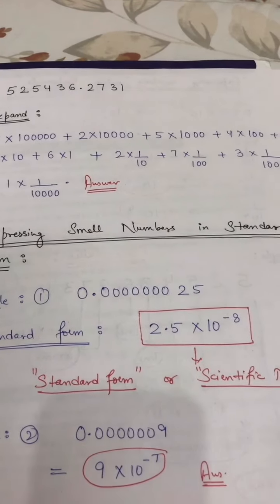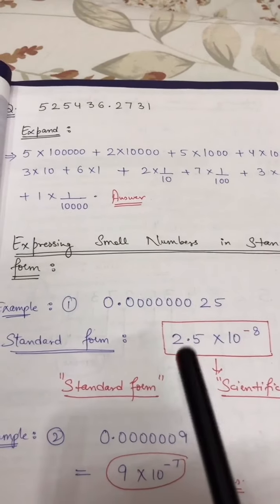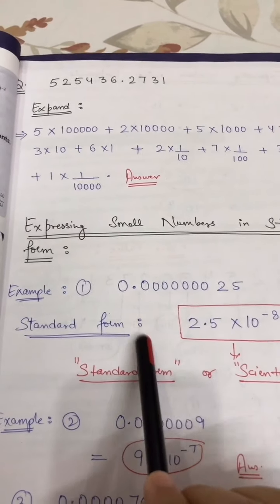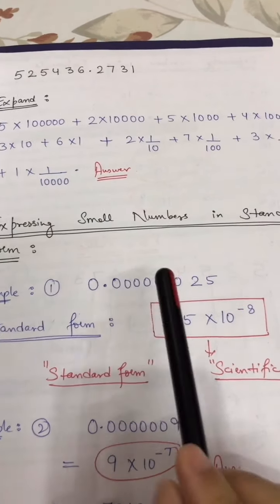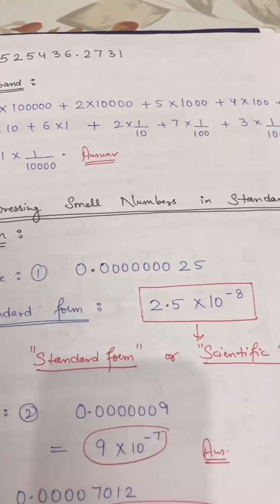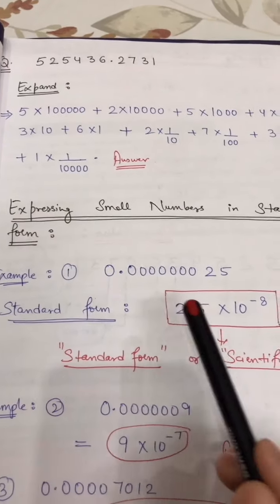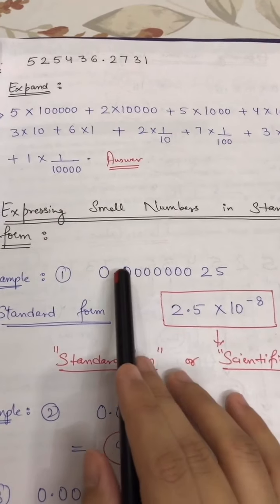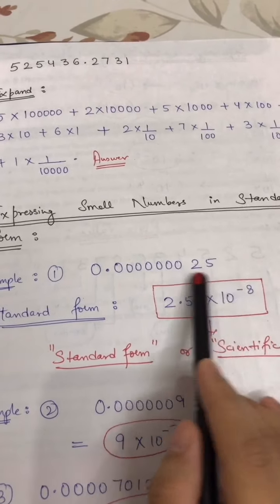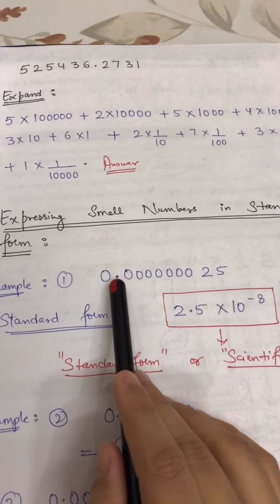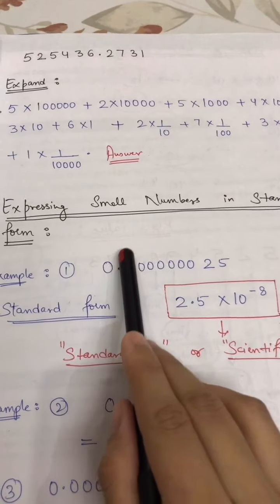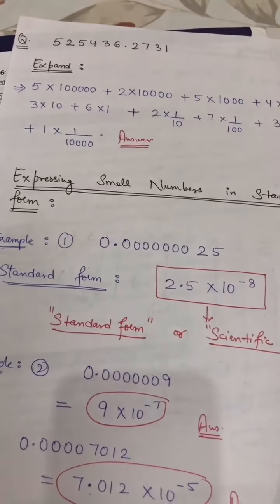0.0000000025. This kind of question will definitely come in the paper: write this value in the standard form. Now, how many zeros are there after the decimal? 1 2 3 4 5 6 7. To write it in standard form, you have to take the decimal after the first value.